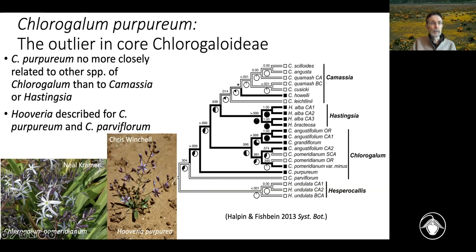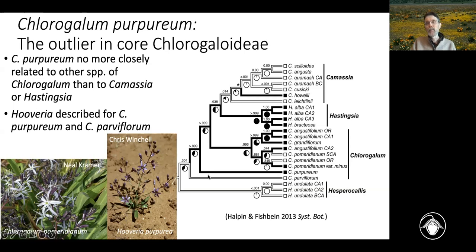And here we can see a night flowering species of Chlorogalum, Chlorogalum pomeridianum, a very common member of our flora, and one of the members of the day flowering Chlorogala. This is Chlorogalum purpureum. And in this tree, it looks like the two day flowering species of Chlorogalum themselves form a paraphyletic group, bracketing off like this.